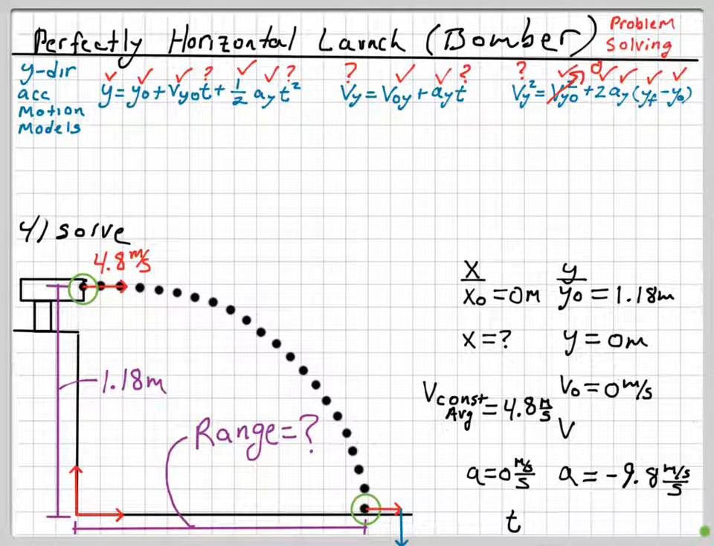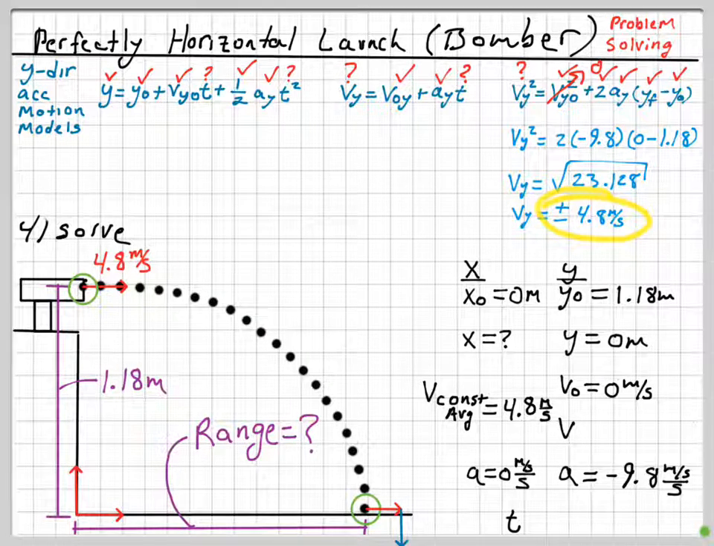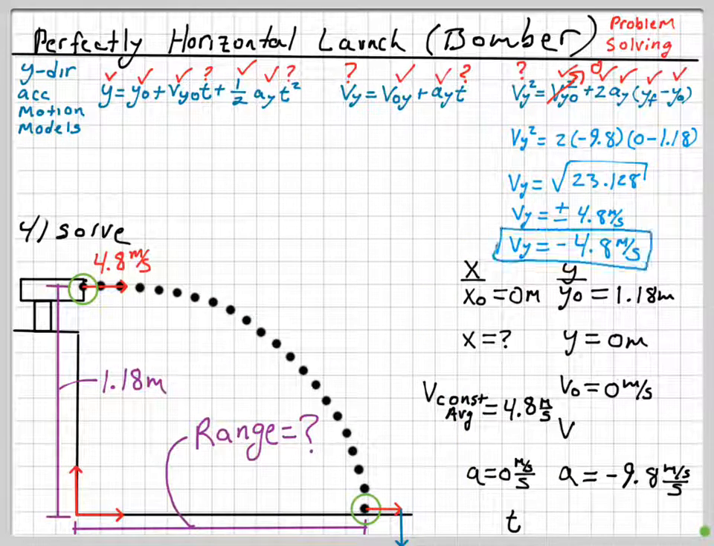When I solve one of these problems, the first thing I do is cross out anything that's 0. Then I plug in my numbers, and then I solve. The trick is that we're taking a square root as our last step, which means our final answer is either positive or negative 4.8 meters per second. Because this final velocity in the y direction is pointing down, it's not positive 4.8, but rather negative 4.8 meters per second. And so there we have it. That's our final velocity in the y direction.